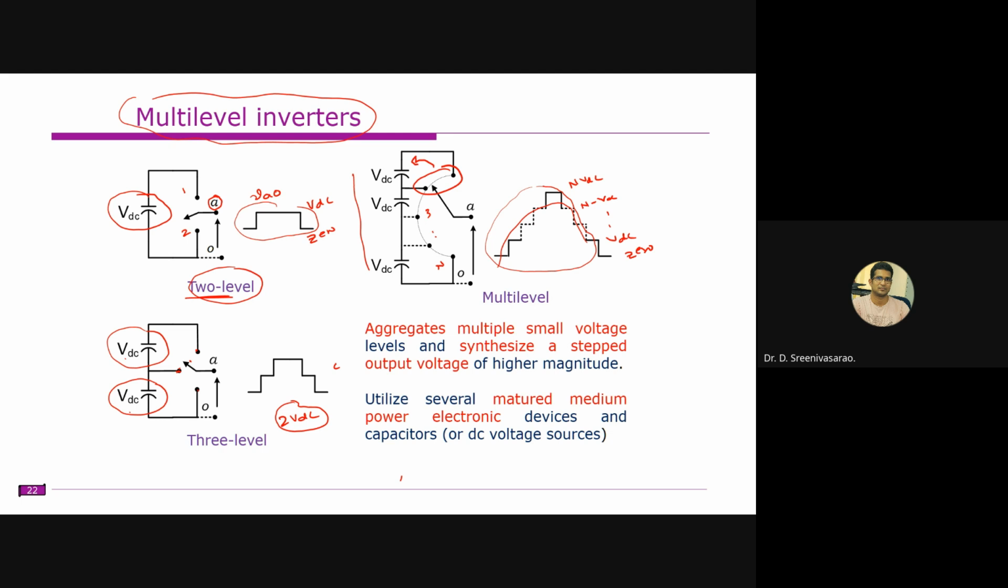Another thing is that this waveform is almost sinusoidal, and it will reduce the filter requirement. If you increase the steps, for example to a 9-step, 10-step or 11-step waveform, the waveform is even closer to sinusoidal. If you are connecting to the grid, the inductance is sufficient to make it even more sinusoidal. So usually the filter requirement is reduced, or sometimes completely eliminated.